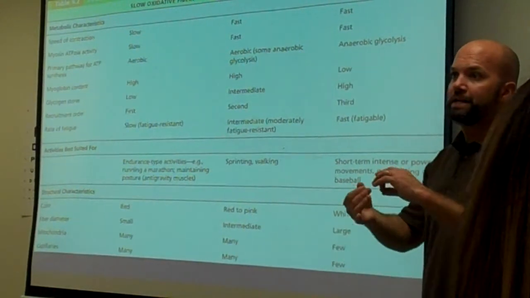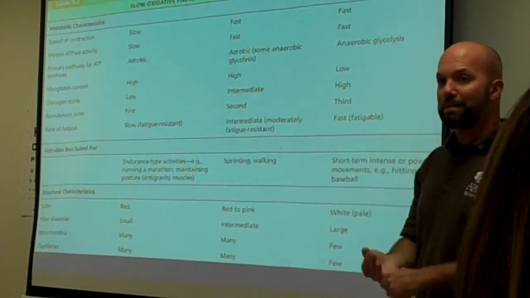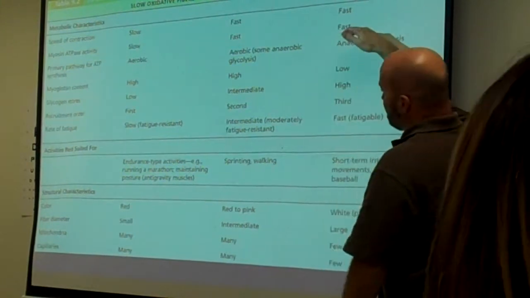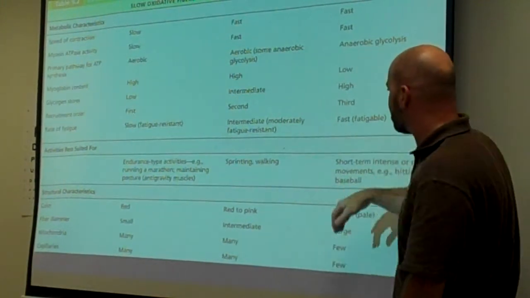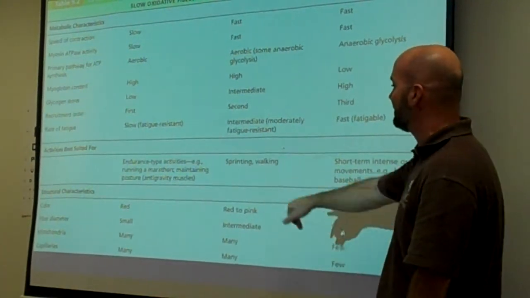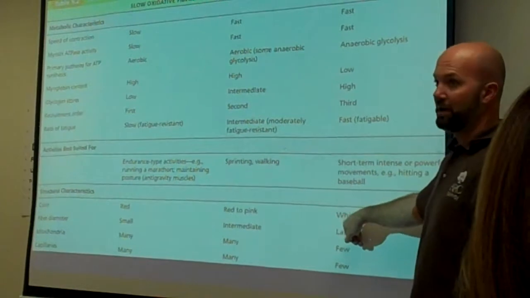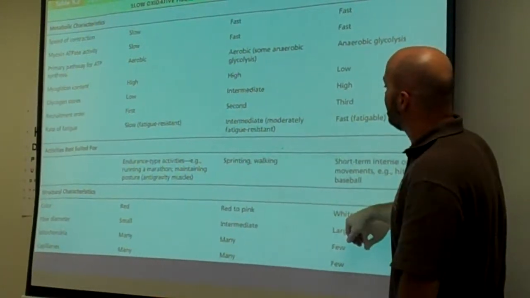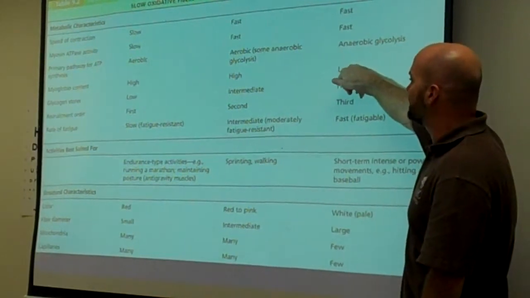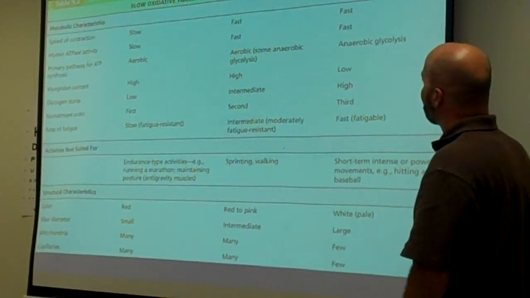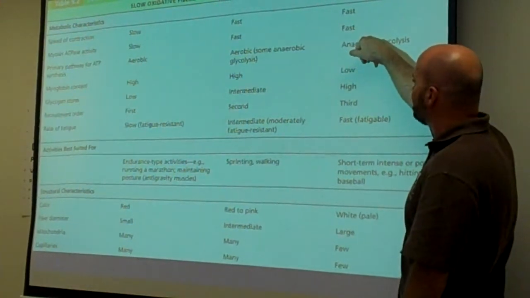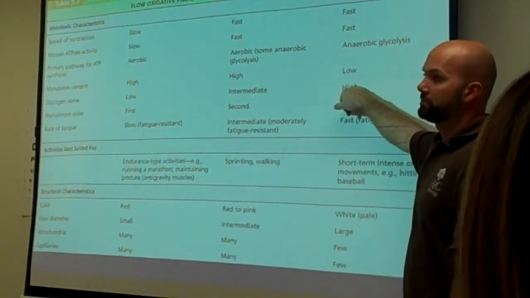Reflected by the lack of myoglobin, capillary density, mitochondria. When you compare those characteristics of fast twitch compared to slow, few capillaries versus many, few mitochondria versus many. A pale white color instead of red, both because of the low capillary density and the low myoglobin content. And if you're going to make ATP anaerobically, then you're going to use glucose.